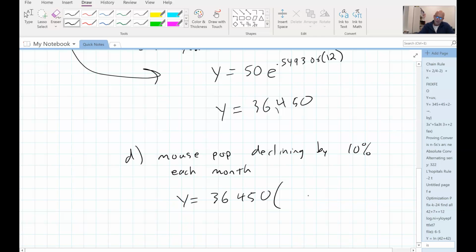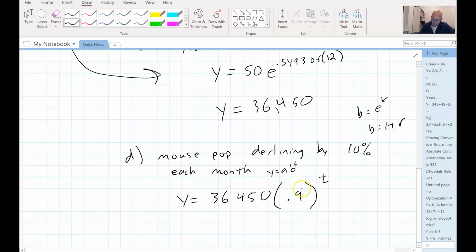Now remember, I told you that b is equal to e to the k, but I also told you that b is equal to 1 plus the growth rate, or decay rate. So in this case, we have a decay rate of 10%. So that means my b, because I'm going to use the y equals a times b to the t here, is going to be 1 minus 10%, or 1 minus 0.1, so this would be 0.9 to the t.